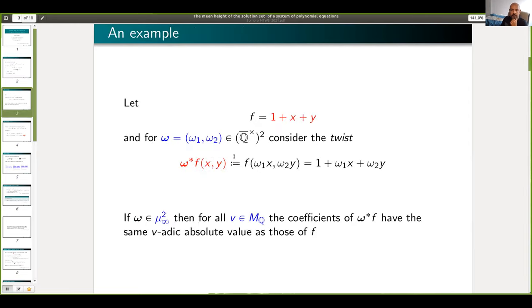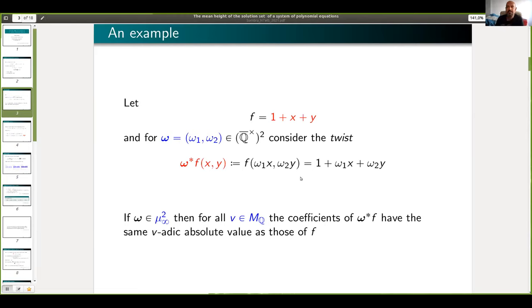So let me go to an example. Let me think about a simple example: the polynomial f in two variables. This is an affine polynomial in two variables, 1 plus x plus y. Then let me consider an arbitrary point omega in the torus, in Q-bar star squared, and I will use that point to twist my given polynomial. This twist, written omega star of f, is the inverse image of that polynomial with respect to the multiplication map of the torus. In elementary terms, it is the evaluation of f when you multiply the variables by the coordinates of that point. In this case, it is the affine polynomial 1 plus omega 1 x plus omega 2 y.